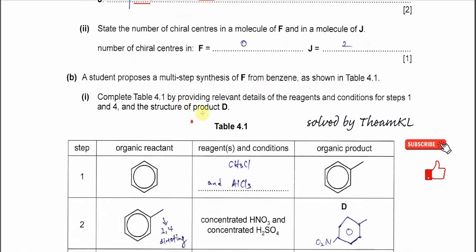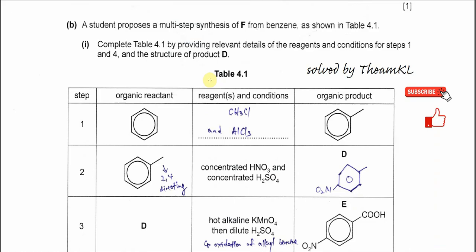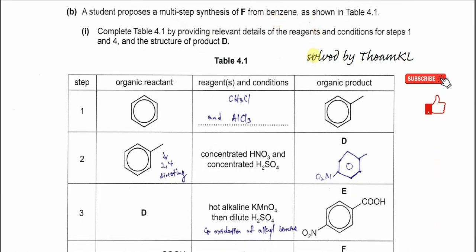B. A student proposed a multi-step synthesis of F from benzene as shown in table 4.1. Complete table 4.1 by providing relevant details of reagents and conditions for steps 1 to 4, and the structure of product D.